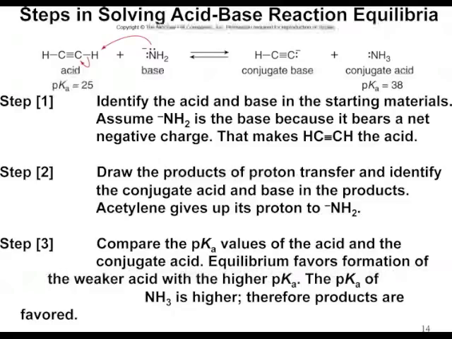Solving acid-base reaction equilibria can be done in 3 steps. First, we identify the acid and base in the starting materials. Second, we draw the products of proton transfer and identify the conjugate acid and base in the products, and then we look for the stronger acid. The pKa of the stronger acid is lower than the pKa of the weaker acid, because the pKa is a negative decadic logarithm of the equilibrium constant.